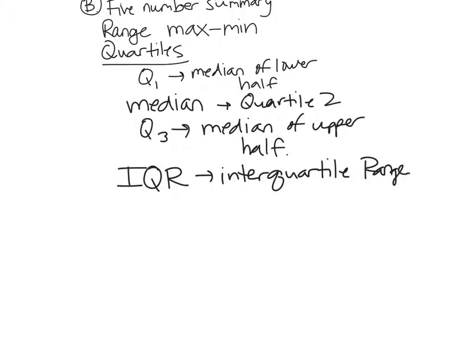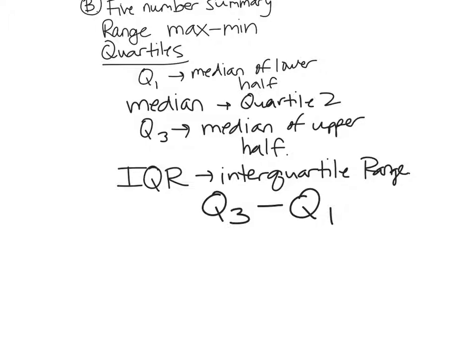It was bad. Okay, but the interquartile range is to take the median of the upper half minus the median of the lower half. It's just Q3 minus Q1. Okay? And what they want you to do is they want you to write this as a 5-number summary.